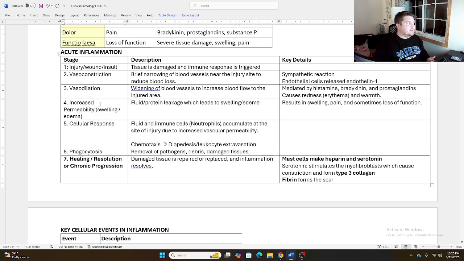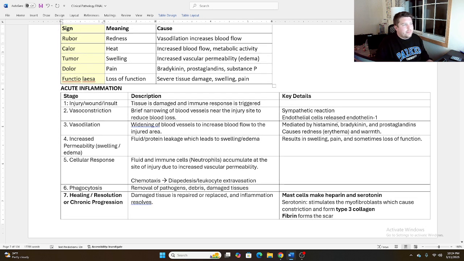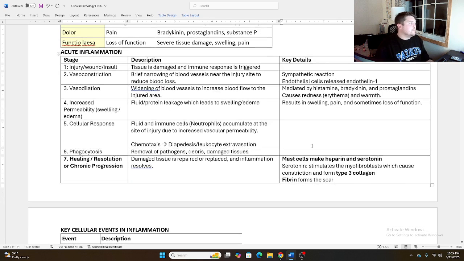With the vasodilation, all of the blood rushing to the area, we also get increased permeability. Because we have vasodilation, more blood flow means greater pressure, specifically greater hydrostatic pressure. That forces more fluid, more nutrients, and more of those immune cells out of the blood vessel and into the surrounding tissue. That is where the swelling and the edema come from. That results in the swelling, the tumor, the pain, the dolor, and also that functio laesa, that loss of function.